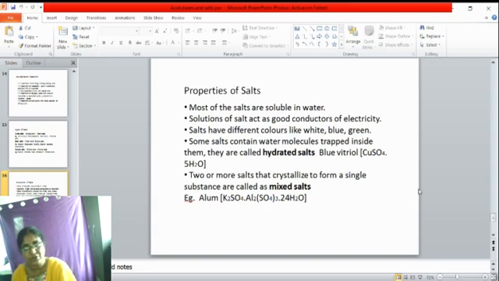Okay, copper sulfate solution. Then two or more salts that crystallize to form a single substance are called mixed salts. Right? Two or more salts mixed together. For example, here we have taken potassium sulfate, aluminium sulfate. When we mix these two salts, they crystallize to form a single substance, and that single substance we call alum. So that is what is alum. A mixture of potassium sulfate and aluminium sulfate gives rise to alum.